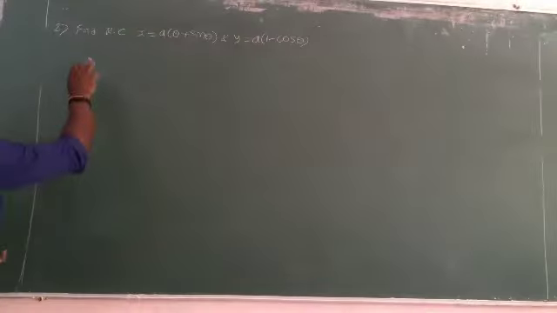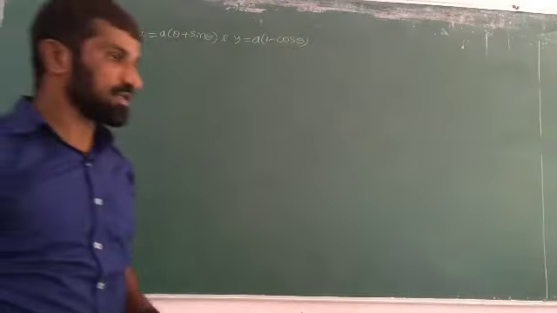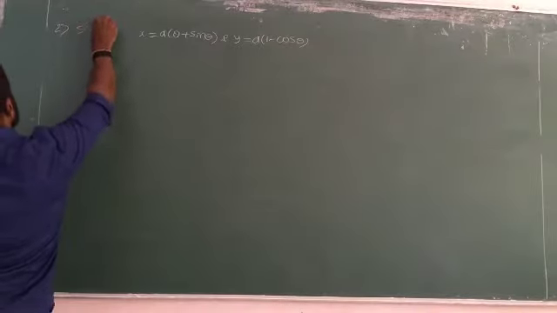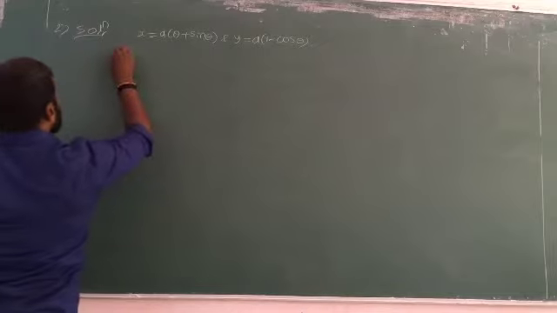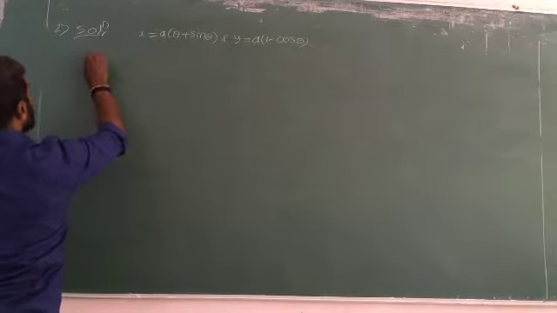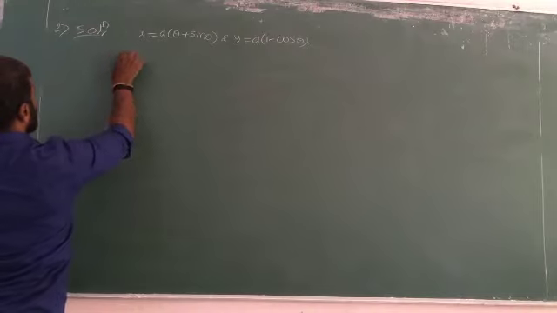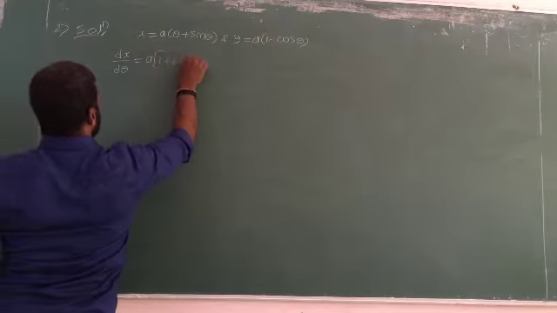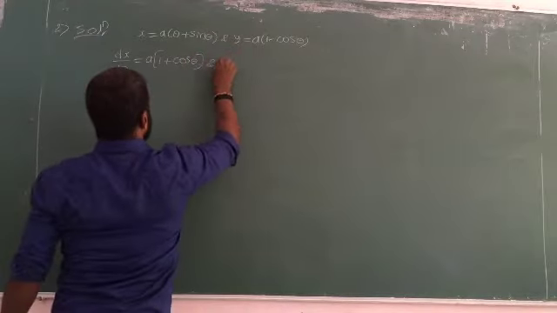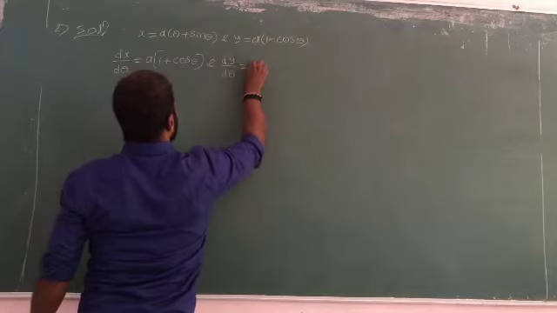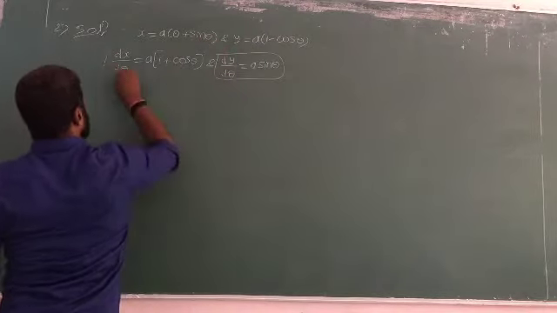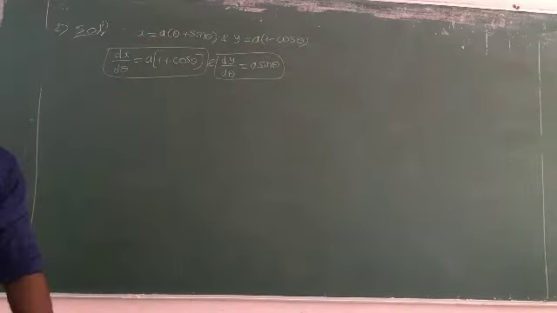To find the radius of curvature, write down the given curve. Given curve is this. Solution: first differentiate with respect to theta. I want dx by d theta and dy by d theta. So dx by d theta is a times (1 plus cos theta), and dy by d theta is a sin theta. Clear?